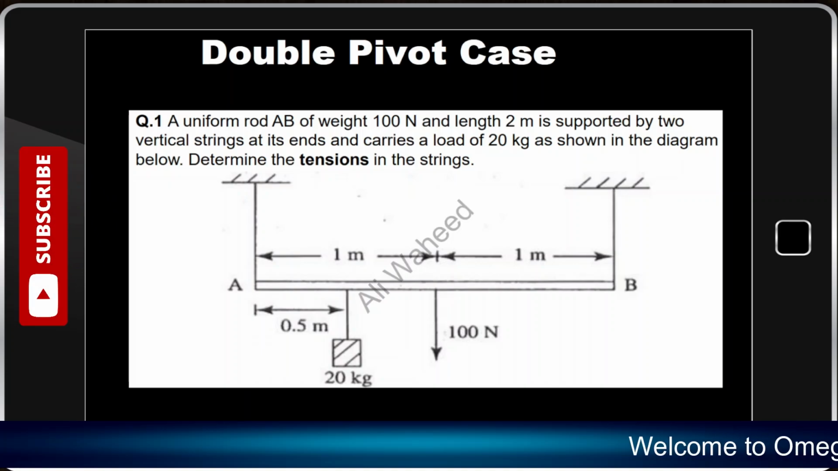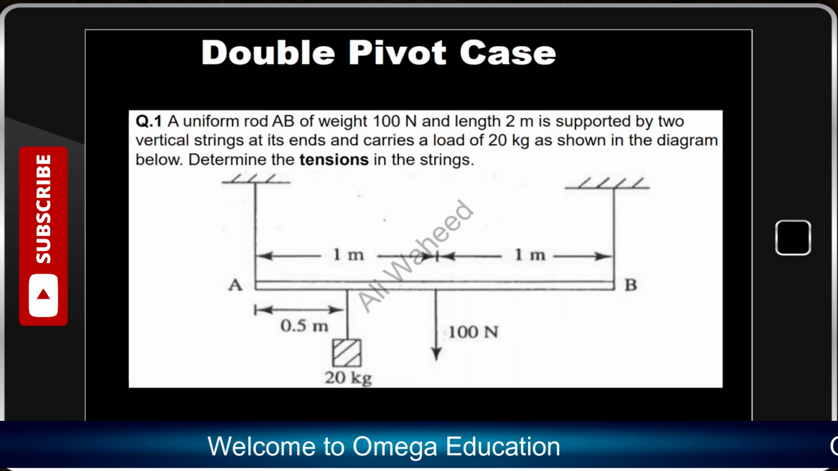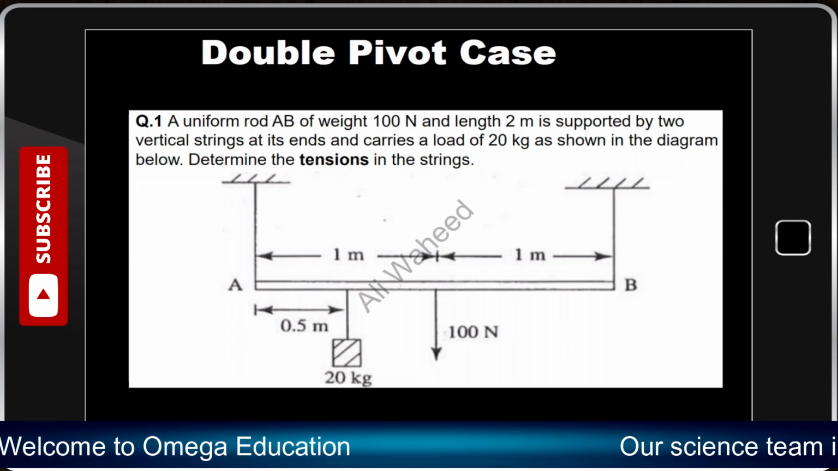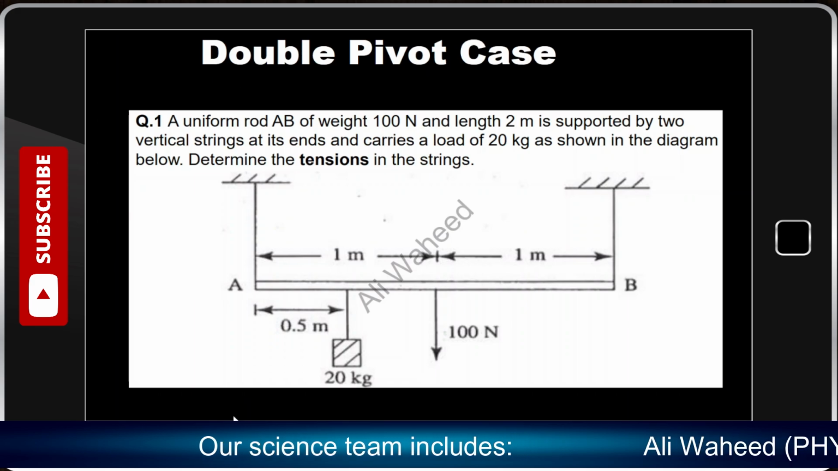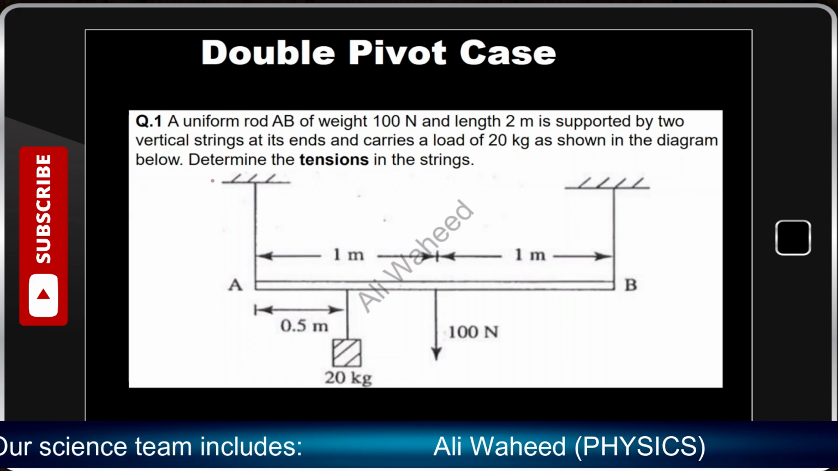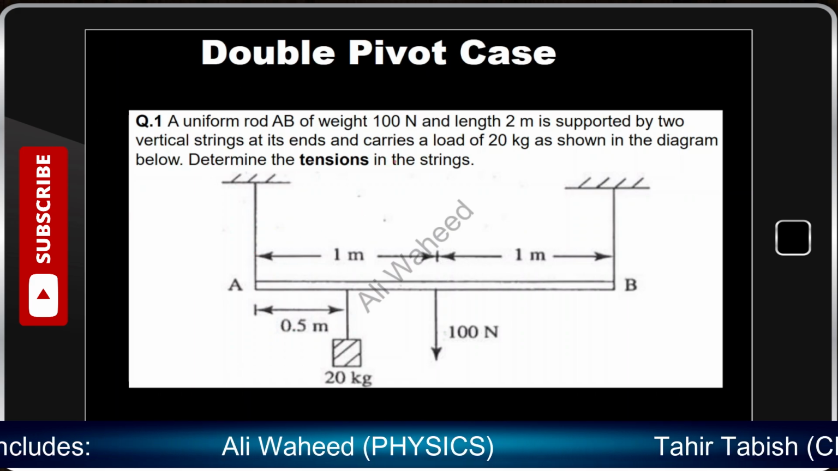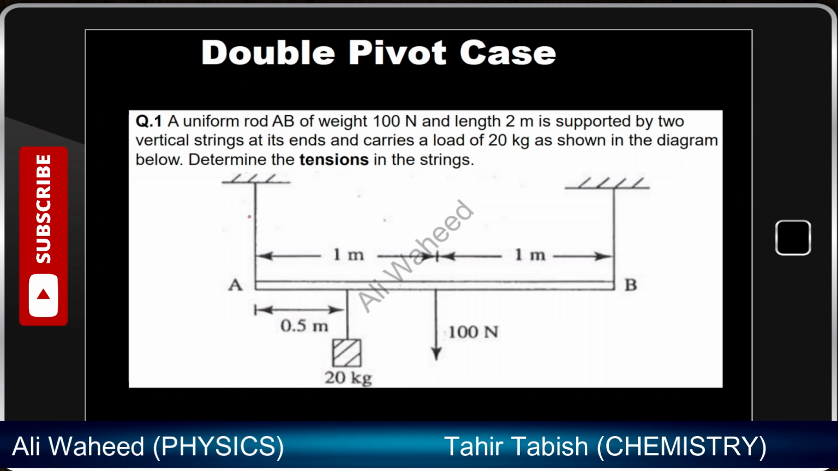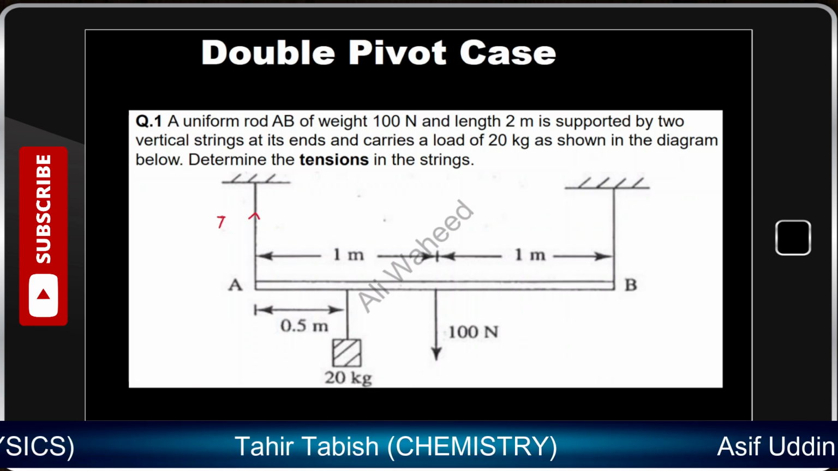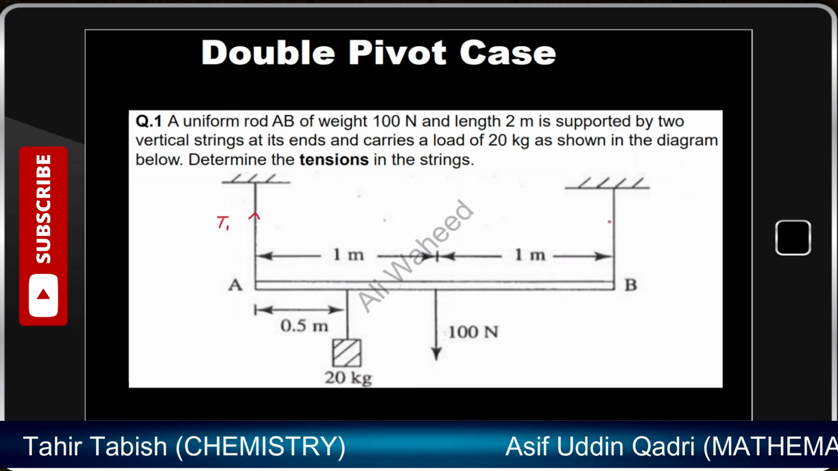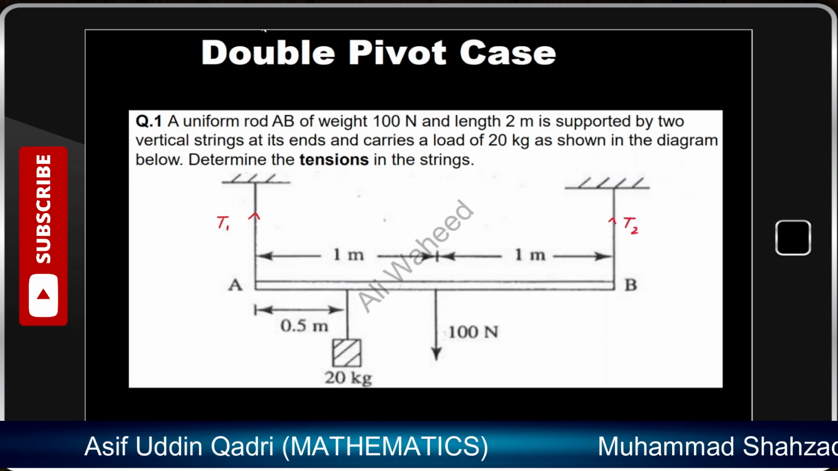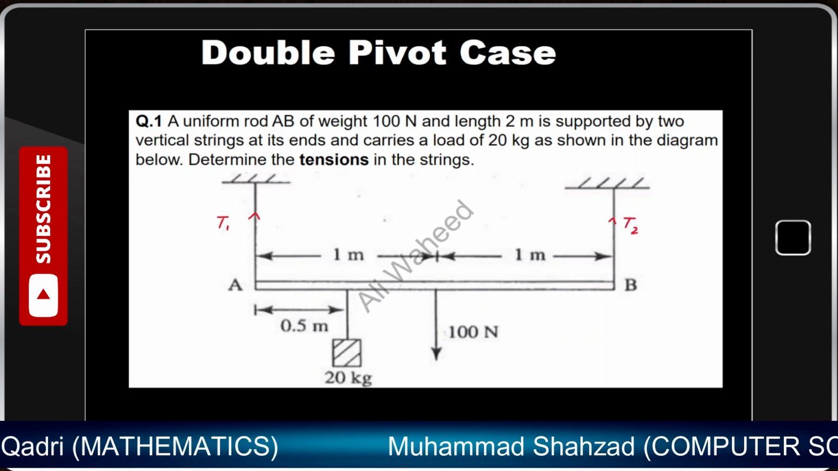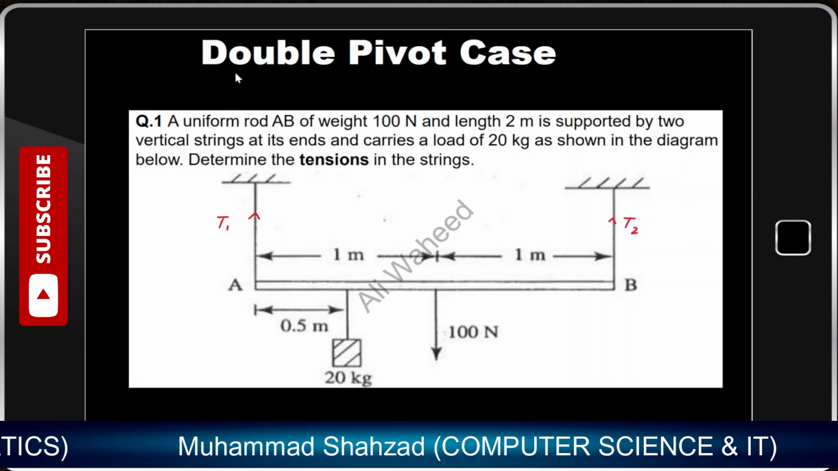So here we have the first example. In a situation where, for a single question, you have two pivots and you have to find the unknown forces. For example, in this one, the question is: determine the tensions in the string. So you need to find, let's call this one T1 and the other one T2. So we have to find the value of T1 and the value of T2. These two forces are to be found out.